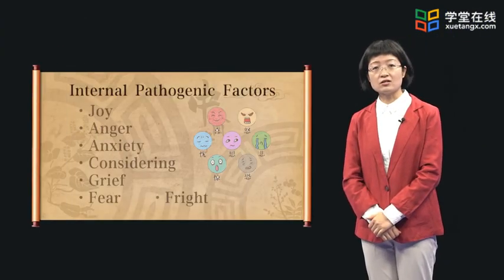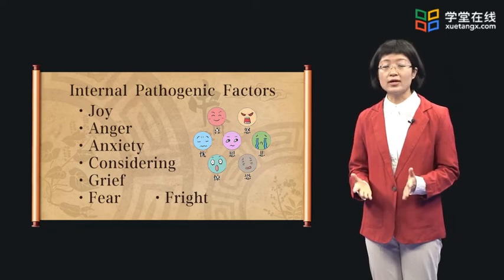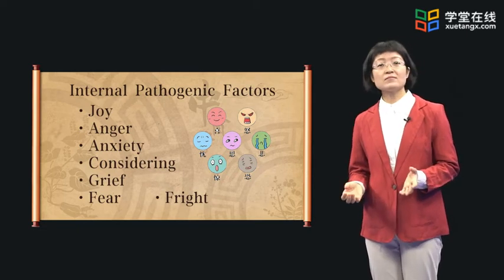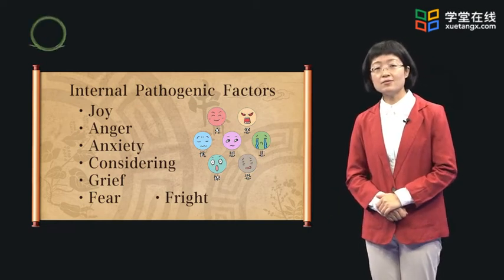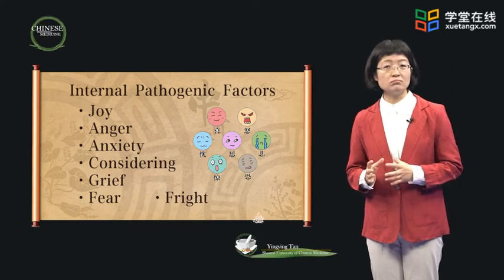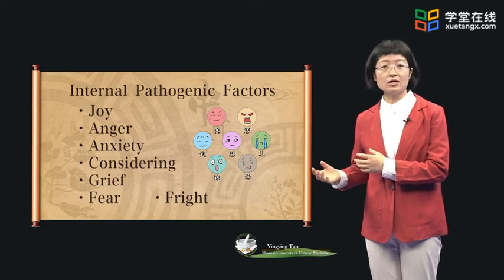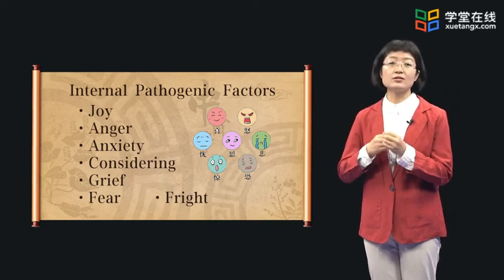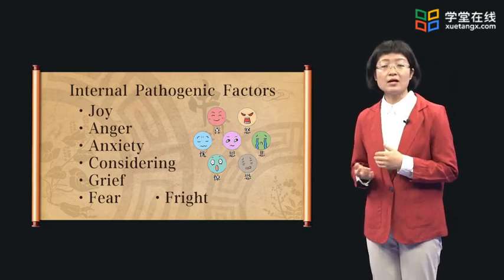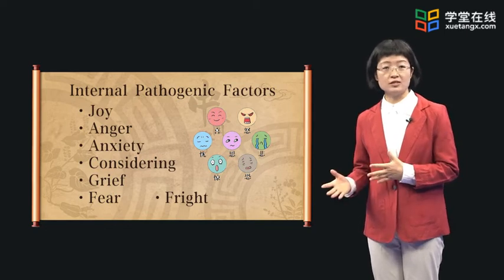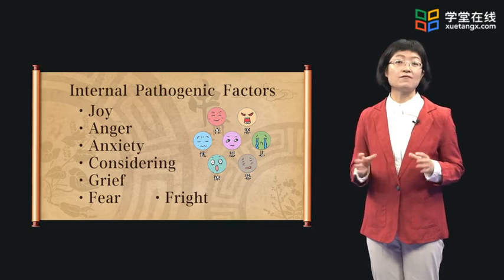The internal pathogenic factors refer to the 7 emotions, including joy, anger, anxiety, considering, grief, fear, and fright. They are human mental activities. When sudden, strong, or prolonged emotional stimuli go beyond the body's adaptability and endurance, the emotional stimuli will become pathogenic factors which cause dysfunction of qi, blood, and the zang organs, and imbalance of yin and yang, hence leading to diseases. Different from the 6 pathogenic factors, the 7 emotions directly affect the corresponding zang organs and result in diseases, because a certain zang organ is closely related to a certain emotional activity.